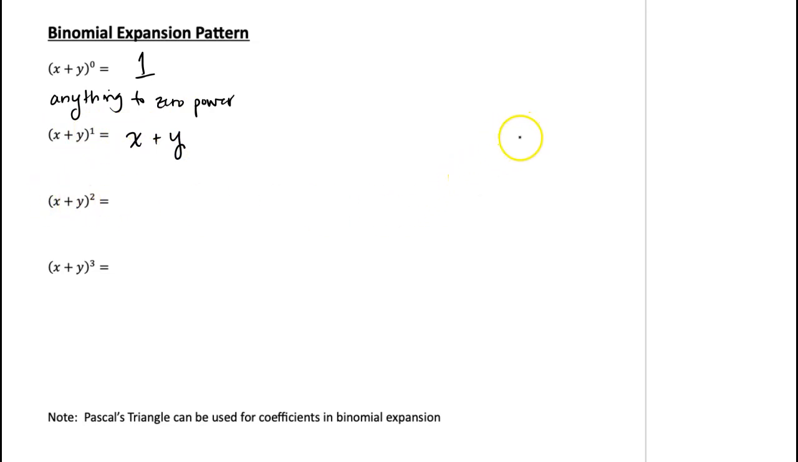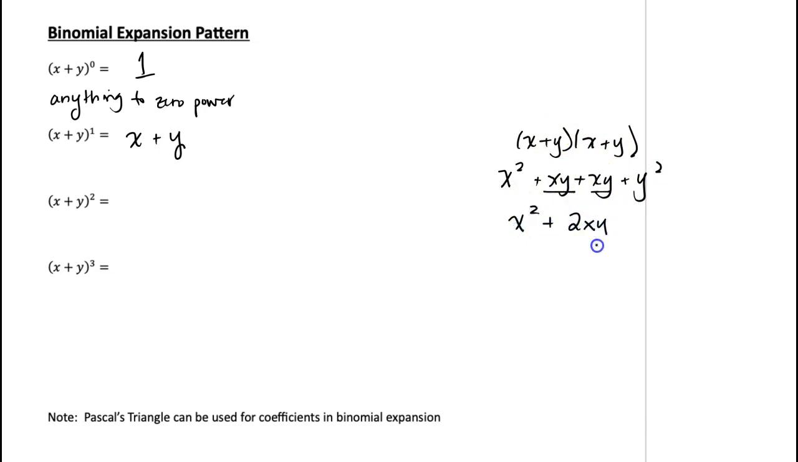X plus y squared, I'm going to come over here to the side and just write that out so that I don't miss any terms. I'm going to have x times x is x squared. I have an xy on the outer, another xy on the inner, and then last times last is a y squared. Combining those like terms in the middle, we get x squared plus 2xy plus y squared.